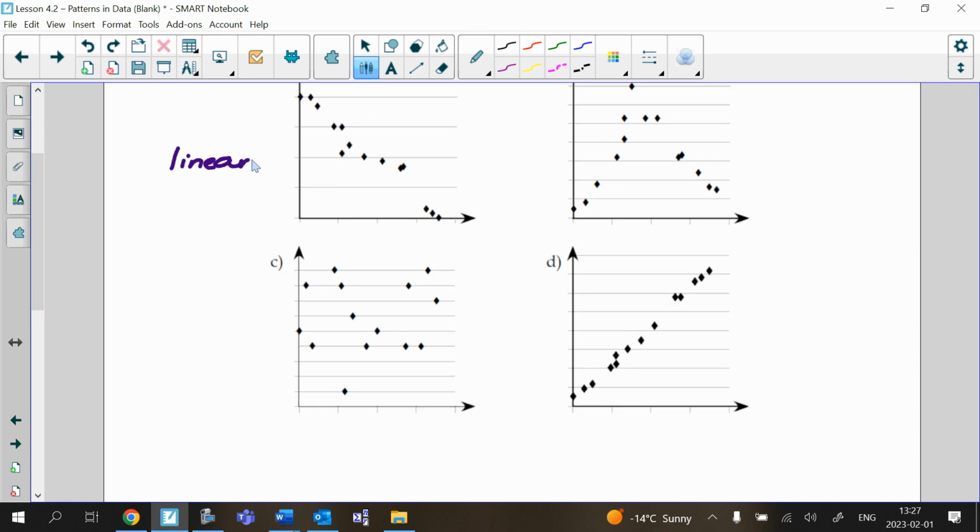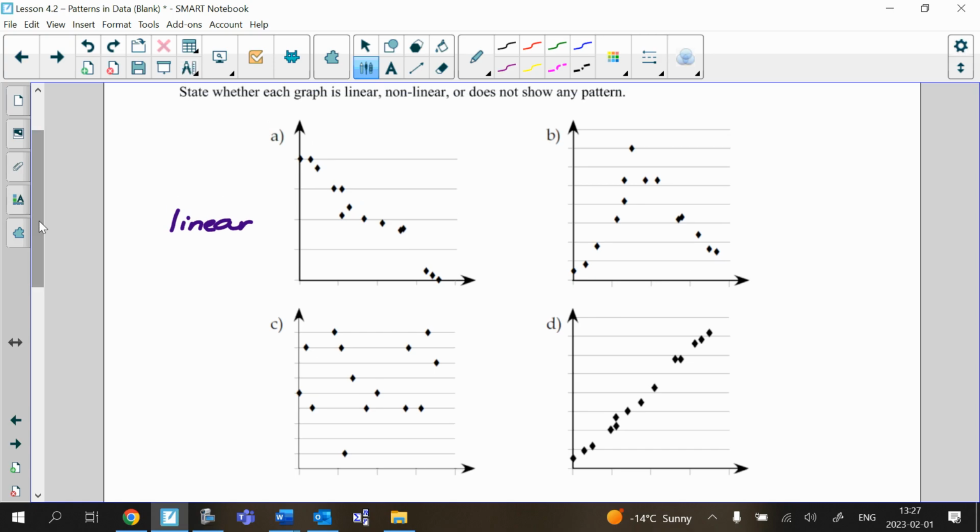How about this one? Yeah, but it does have a kind of a pattern to it. So we wouldn't say no pattern, we'd say nonlinear, because it's almost like a bell-shaped curve. See? Yeah, no pattern. And D? Linear.